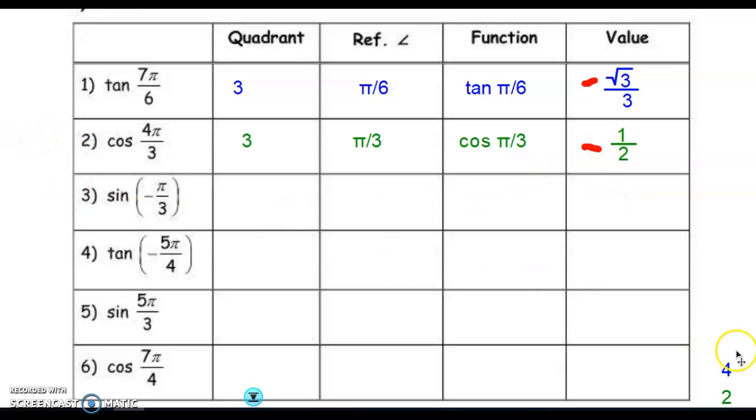The next one, we have the sine of negative pi over 3, which is in the fourth quadrant because we're going clockwise. So we really want the sine of pi over 3, which happens to be root 3 over 2. And guess what? Sine in the fourth quadrant is negative. So we got to go give a little old negative. All right, almost done here.